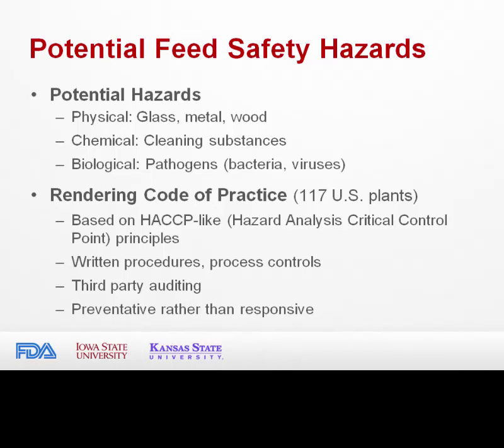That said, the rendering industry has a rendering code of practice that is preventative in nature. This practice is based on HACCP-like principles that follow written procedures and process controls for feed safety. This process is verified by third-party auditors. There are 117 certified plants in the U.S. This practice demonstrates that the rendering industry approaches hazard analysis from a preventative rather than responsive perspective.